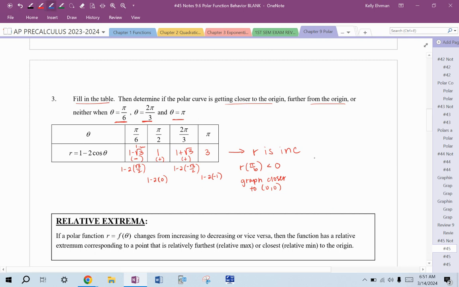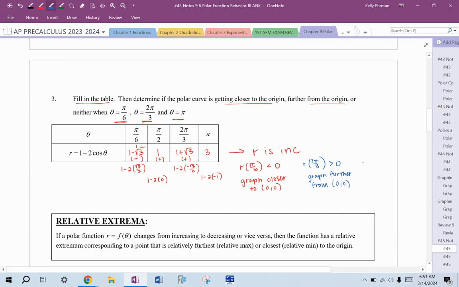And then what about the other values? So 2 pi over 3 they wanted. So r of 2 pi over 3 was positive. It's greater than 0. And r is increasing on this whole interval. So because those two agree, that means that the graph is getting further from 0, 0. It's not slowing down.